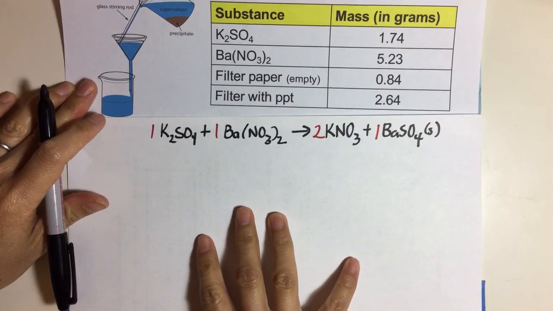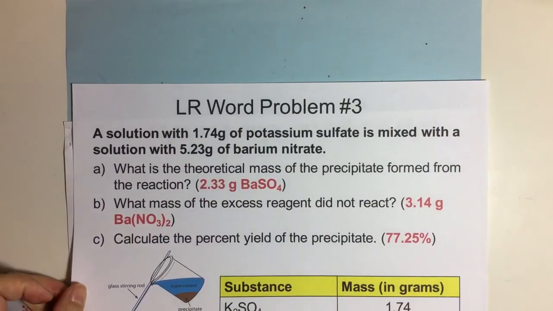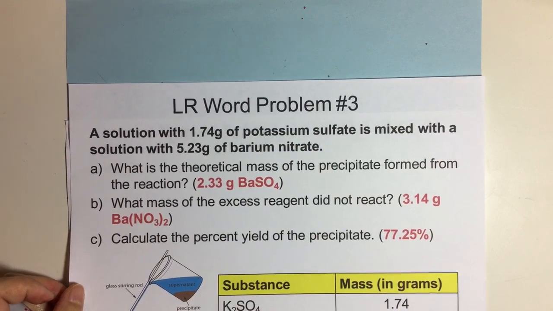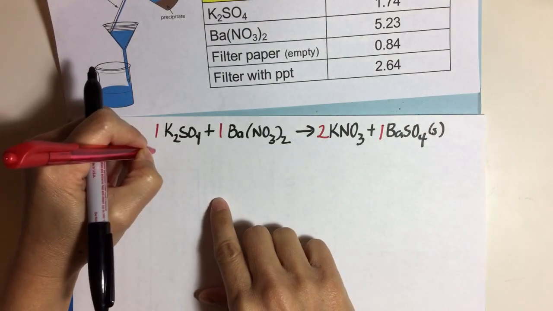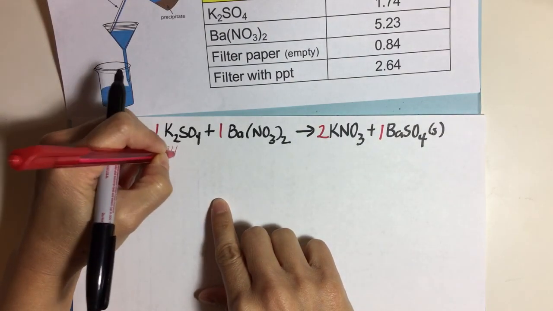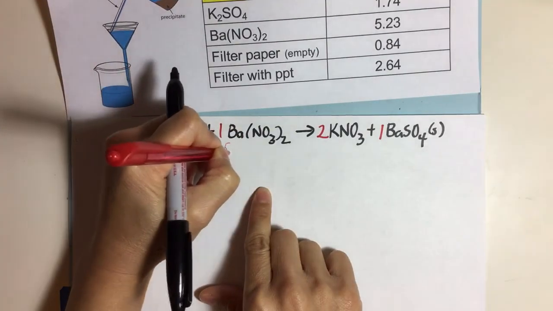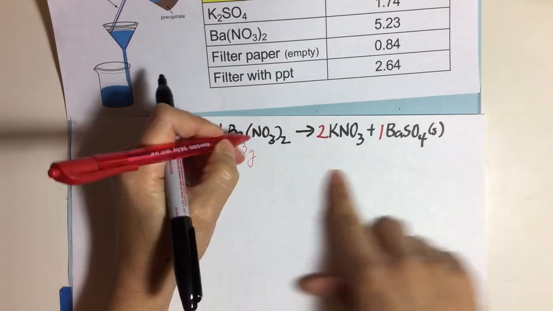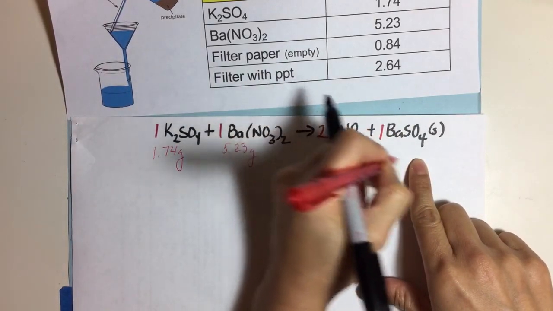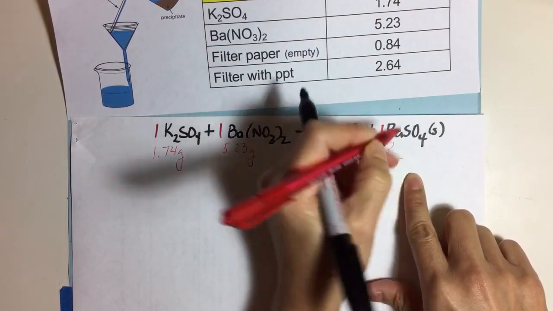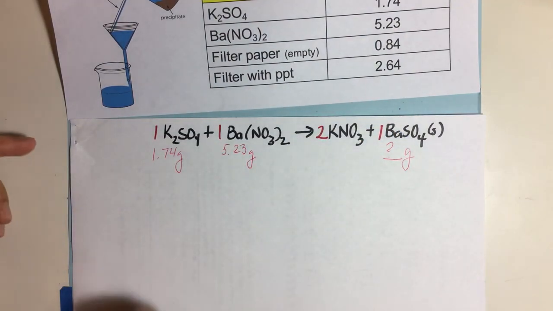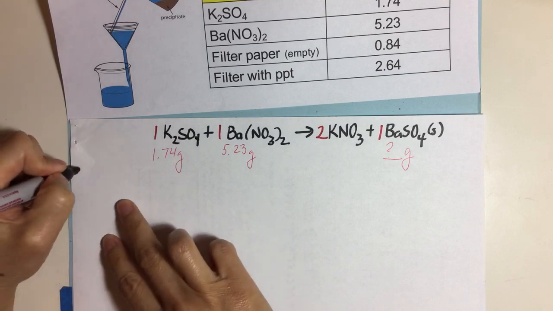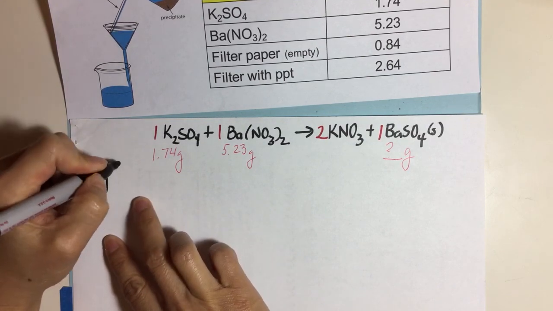So according to the original problem, you're looking for the theoretical mass of the precipitate formed from the reaction, given, let me write down the given under here. So you're given 1.74 grams of this substance and 5.23 grams of this substance, barium nitrate, and you're asked to find the precipitate. And we identified the precipitate is barium sulfate, and we're looking for grams of that. So the first step is to convert your grams into moles.